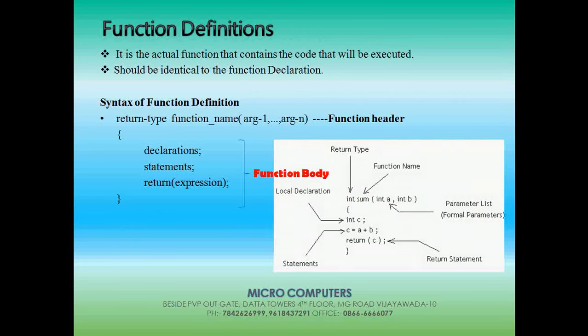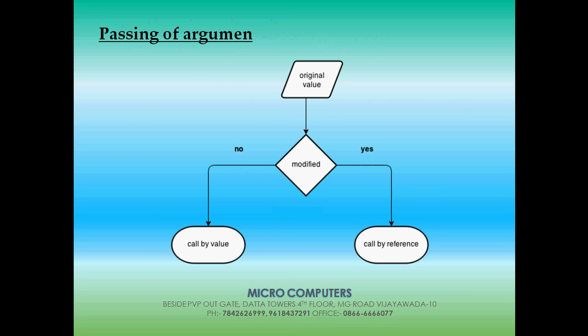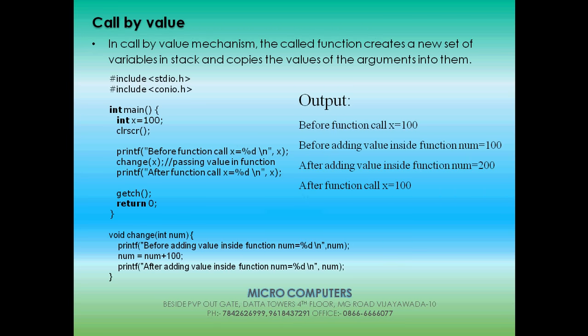Today we will see how to pass arguments to a function. There are two ways to pass arguments. Arguments passed to a function can be any kind of data. We can pass through call by value or through call by reference. The original value is not modified when passed through call by value, and when called by reference, the original value is modified. Let's understand these two concepts one by one.